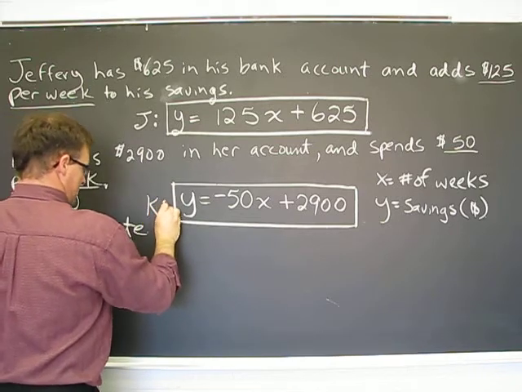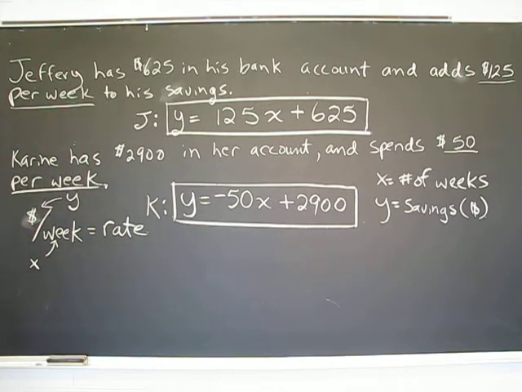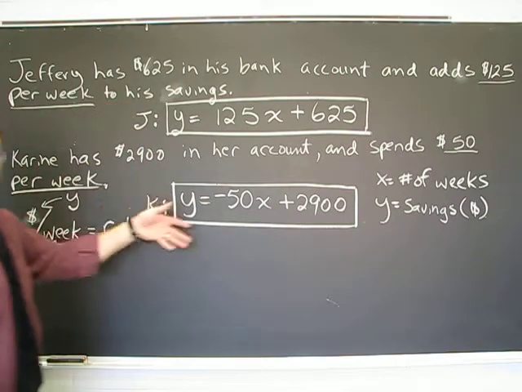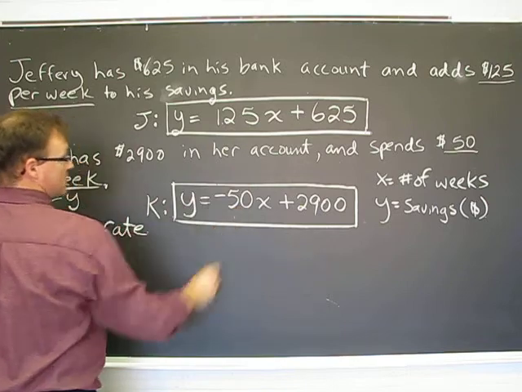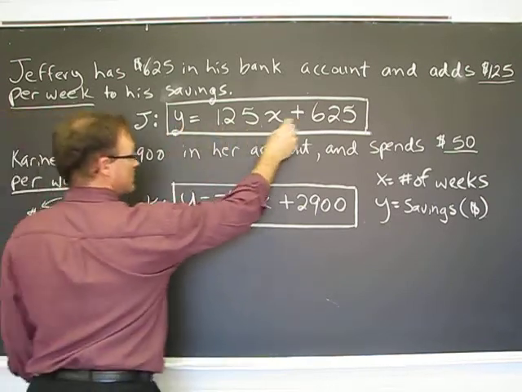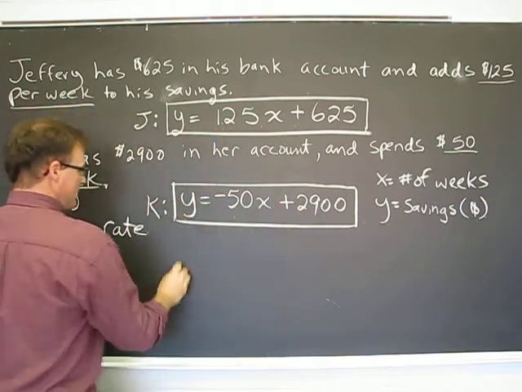Now, do you know where we're going with this? Do you know what the next question is going to be? When are these two amounts the same? When are they going to have the same amount in their accounts? And that's going to be a system of equations. Do you see the system? Y equals this, Y equals that. So we can solve this.